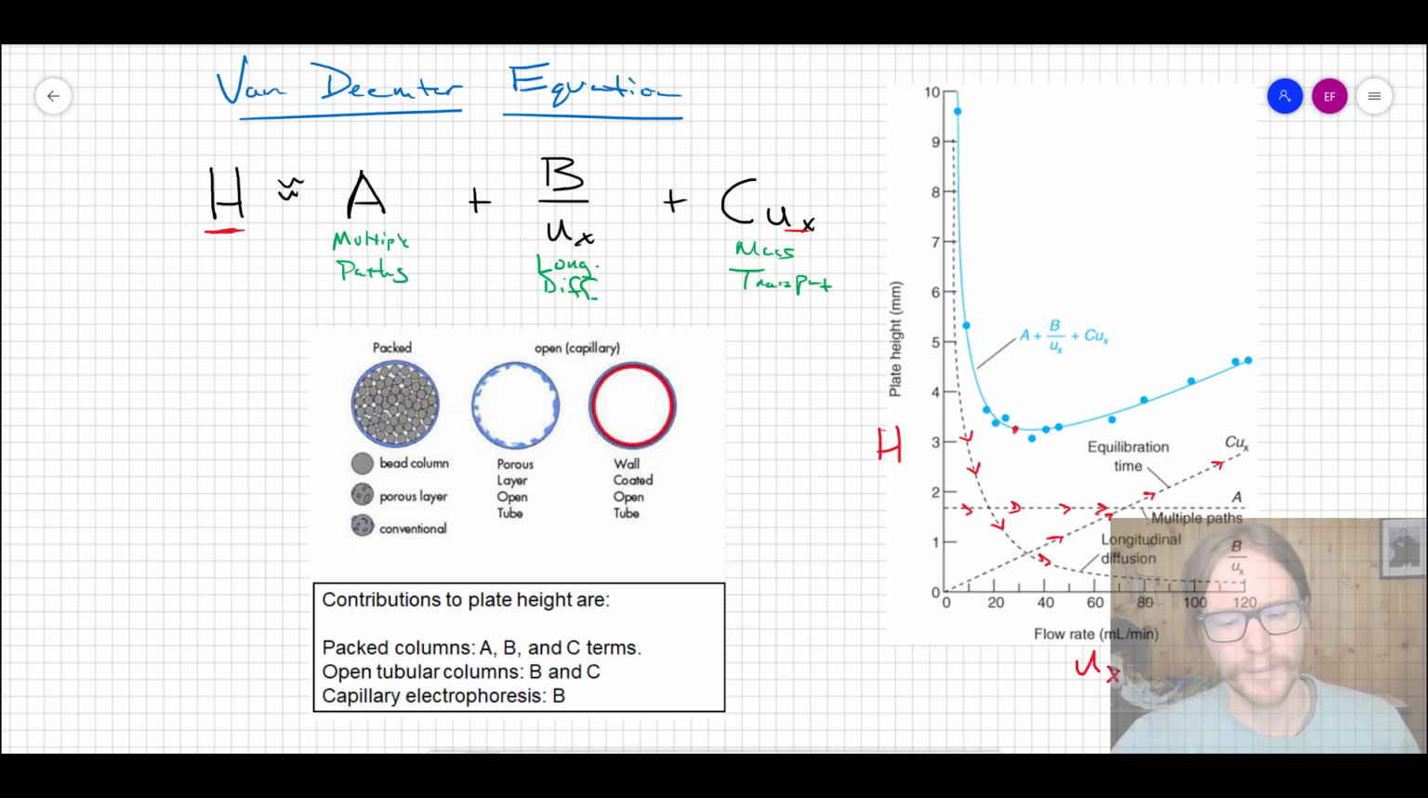You either have the packed column, which we've talked a lot about, or at least implicitly I've showed you a lot of the examples, where you just have a bunch of beads and then you functionalize the surface of those beads with whatever chemistry is intentional in terms of the separation that you want to run. Those can be porous, meaning you have a higher surface area, or they can be solid beads, so they're like glass beads versus some porous polymer layer.